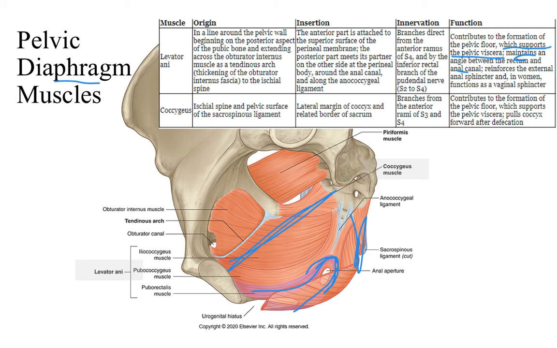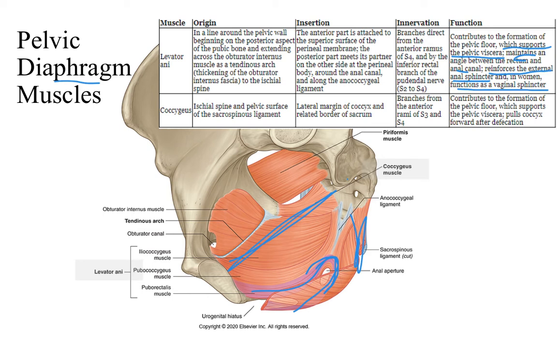And to that end, it will also help reinforce the external anal sphincter, because remember, the external anal sphincter is just on the other side of that, and we have voluntary control of that. So if we have our rectum in a sling and we are clamping down on that external anal sphincter, then we are really holding it in or maintaining our continence. All right, and in women, it functions as a vaginal sphincter.